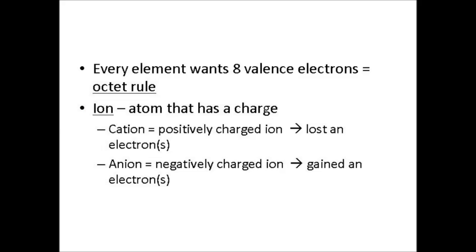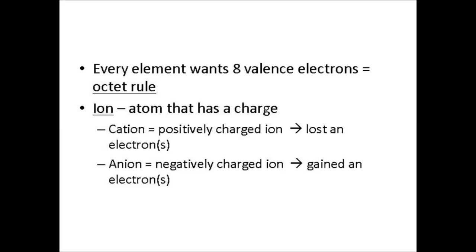Every element wants to be as stable as possible, and in the universe, that's what everything tries to do. It's all based on stability. If things are very reactive, they try to figure out a way to be unreactive and stable. On the periodic table, there's only one group of elements that are pretty much unreactive with everything, and that is group 8, the noble gases, because they have 8 valence electrons. Having 8 valence electrons is called the octet rule, because that's what every element wants to have, 8 valence electrons in its outermost energy level.